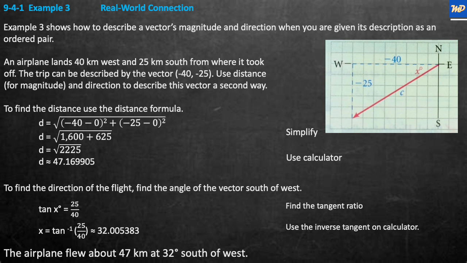To find the distance, use the distance formula. So how are we going to set up the distance formula? The distance formula says we're going to take the square root of the x, which is where we ended, minus where we began. So that's going to be -40 minus 0. We started at 0 and we ended at -40 kilometers.